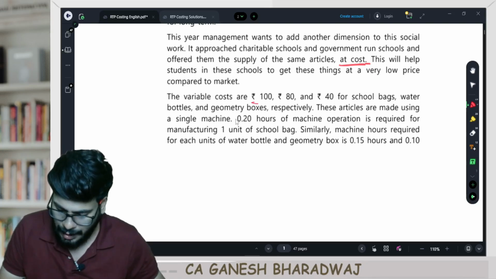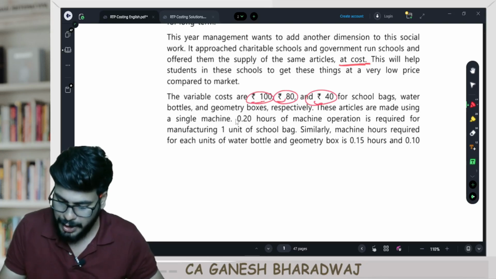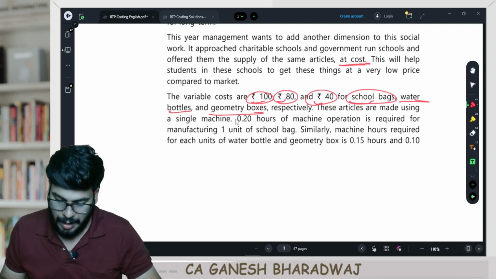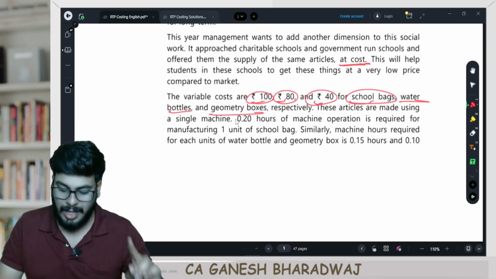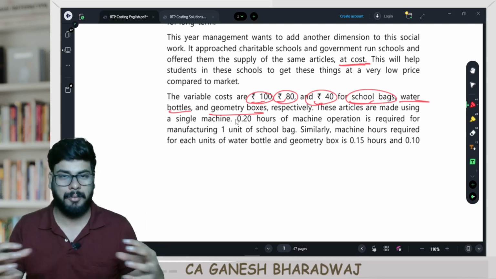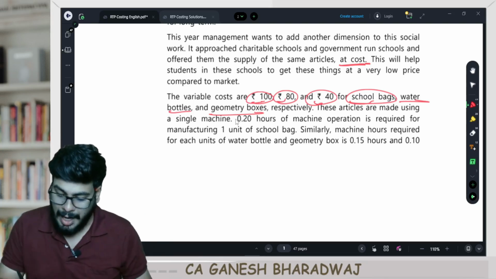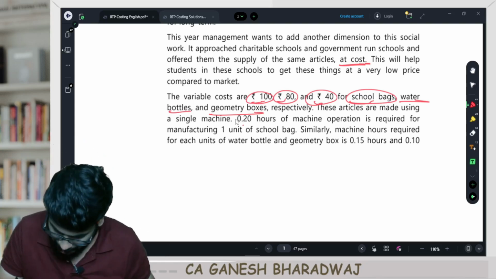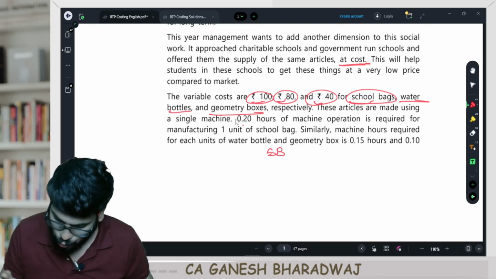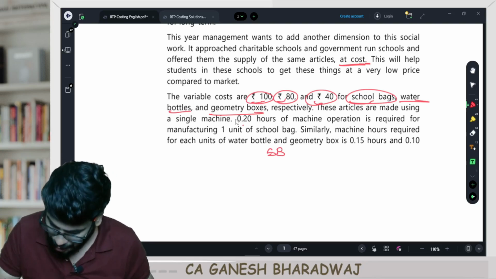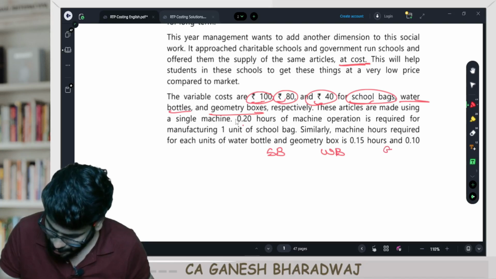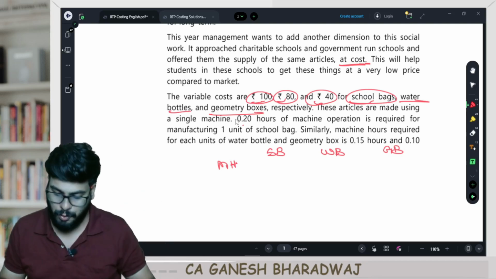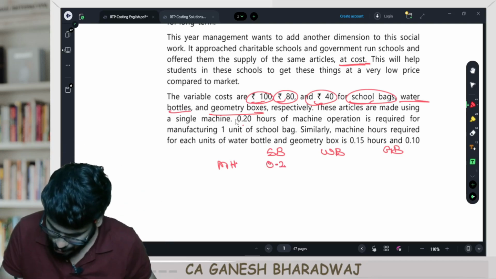The variable costs are 100 rupees, 80 rupees and 40 rupees for the school bags, water bottles and geometry boxes respectively, right? And these articles are made using a single machine. All the 3 products are made from a common machine, and 0.2 hours of machine operation is required for manufacturing 1 unit of school bag. So the company has 3 products. What are they? School bag, then they have a water bottle, and then they have geometry boxes, right? Now, if you look at the machine hours required per unit of school bag, they have said it is 0.2 machine hours, right?